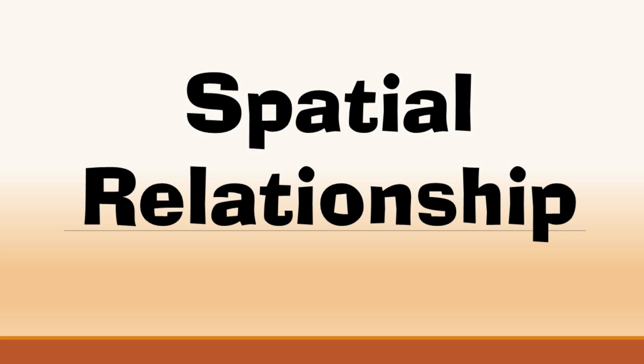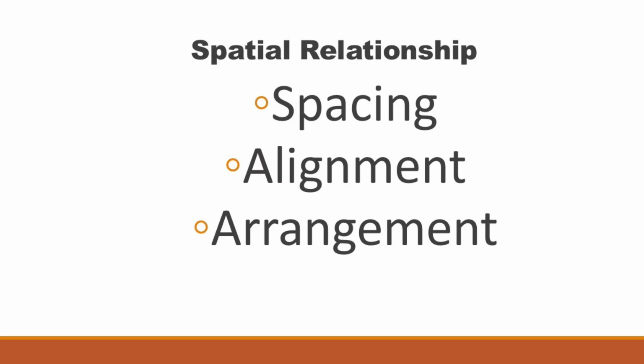What is spatial relationship? Spatial relationship refers to how elements like letters, words, and lines are arranged and positioned relative to each other, which can be assessed through characteristics like spacing, alignment, and baseline consistency. So when these characteristics are consistent, then we know that the spatial relationship is okay, is how it should be.